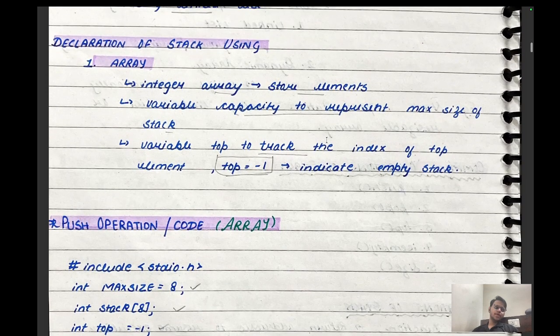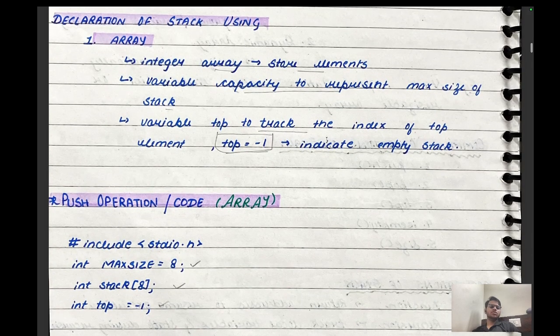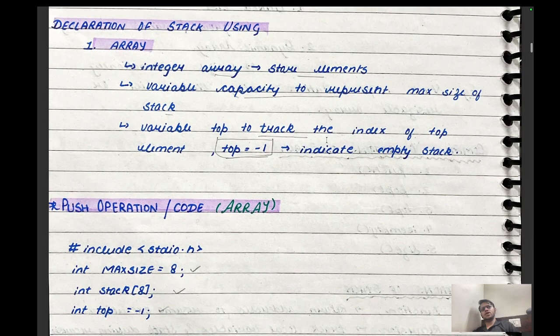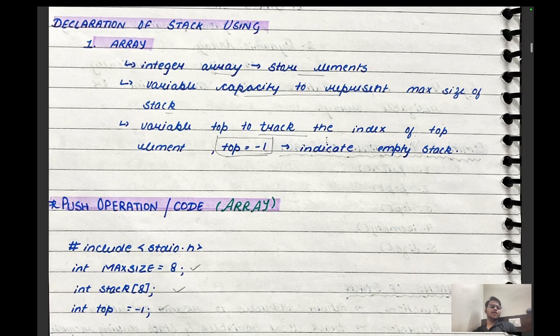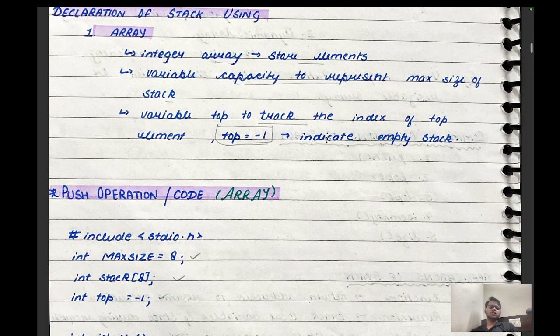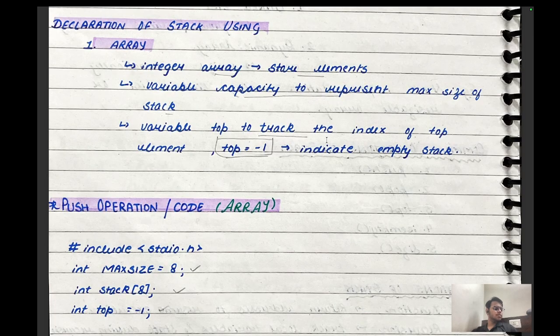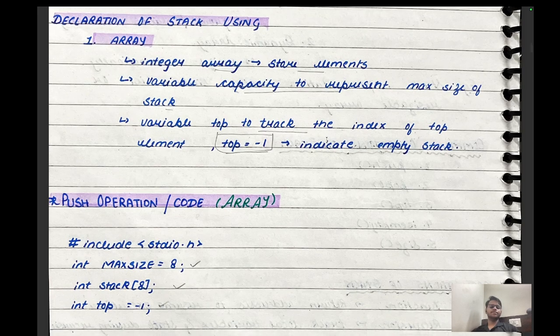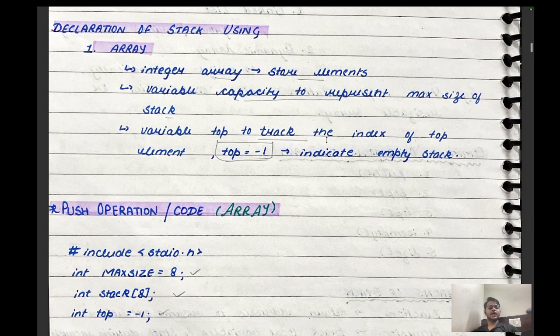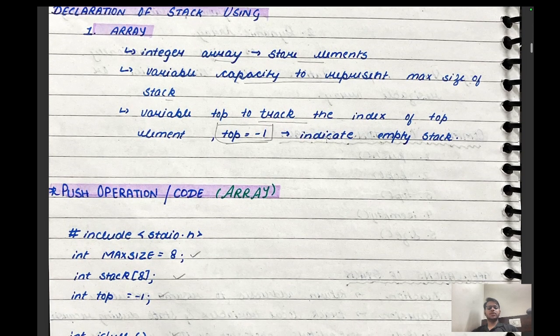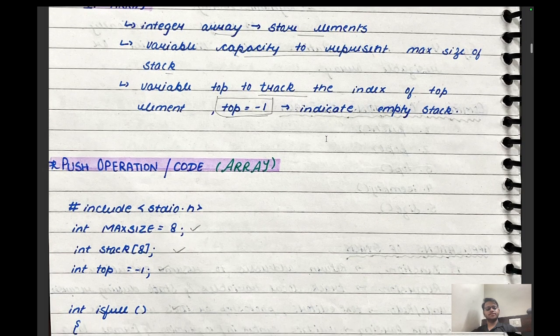So basically, if top is -1, this means that your stack is empty. Integers are what is stored in the stack. If you are storing strings, that is acceptable, but it depends upon your choice. But in C language you can only store integer elements in the array. The variable capacity represents the max size of the stack.